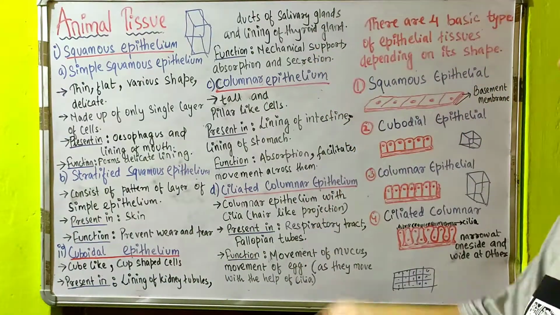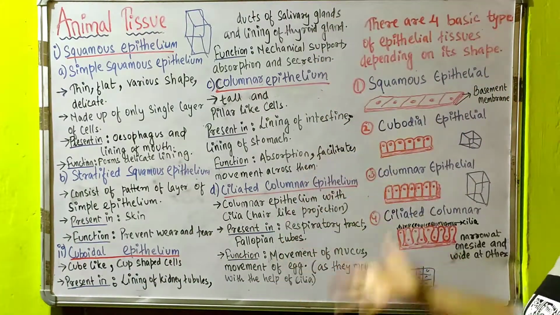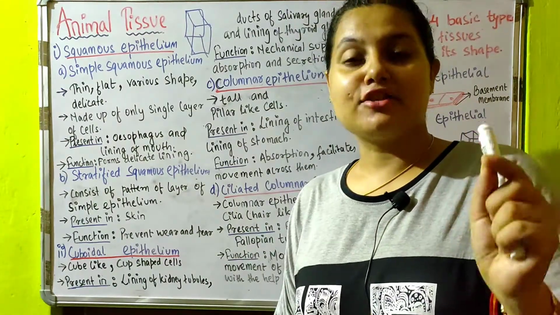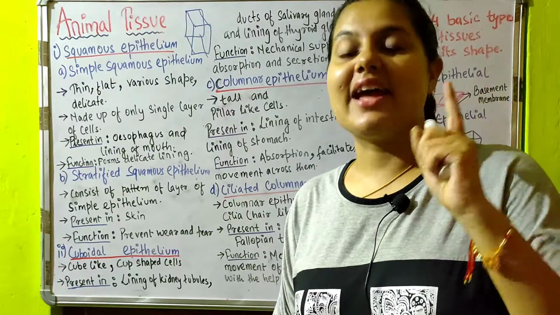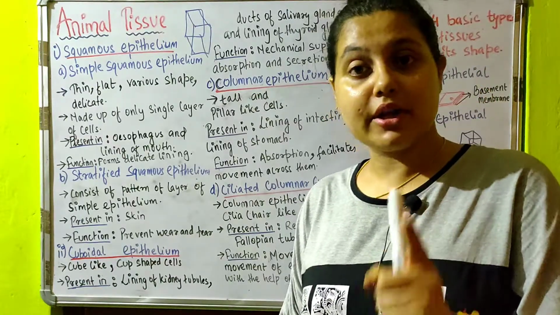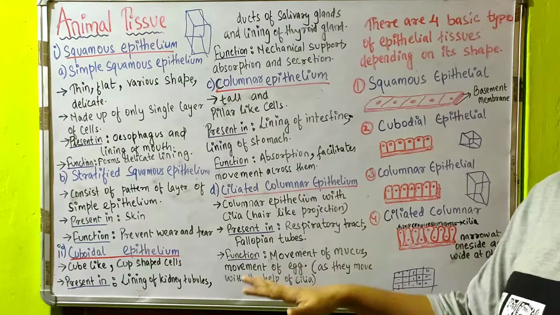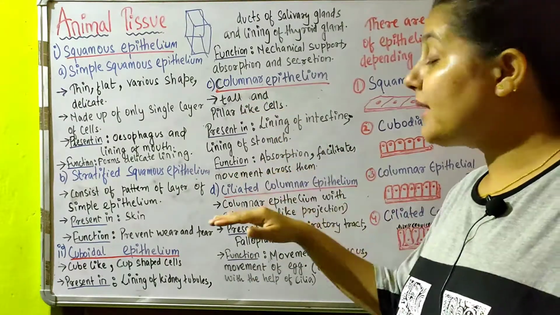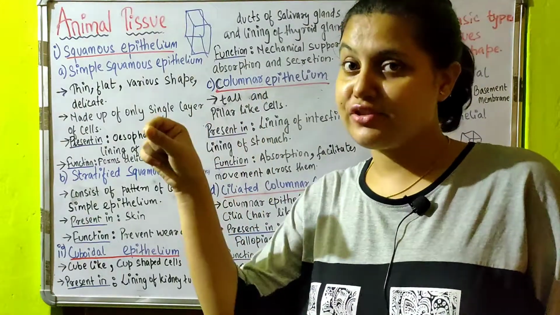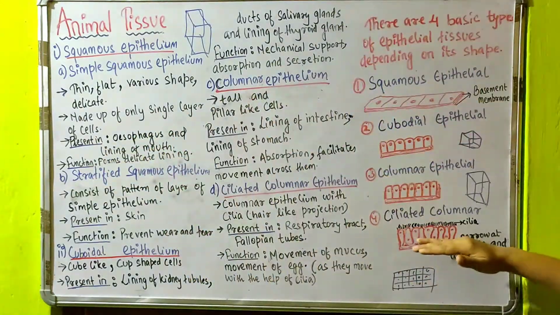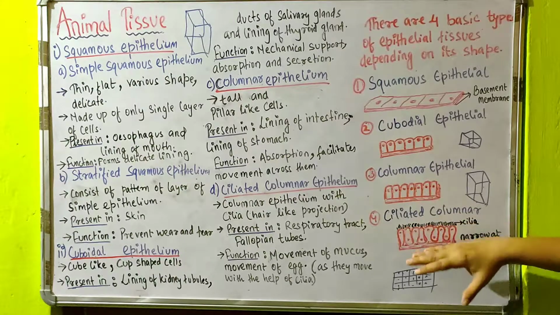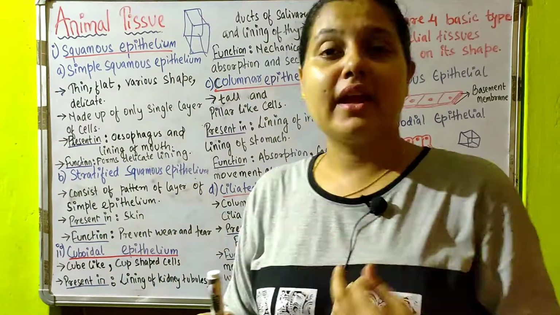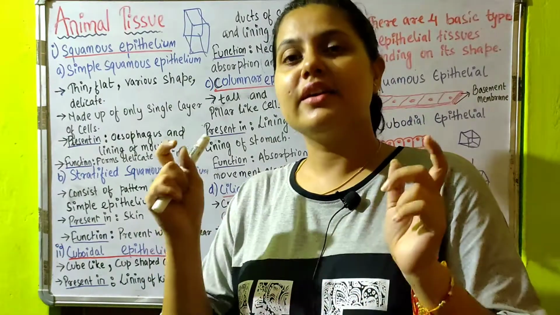Alright, now coming to the ciliated columnar epithelium. The word ciliated is added. That means the thing that should click in your mind is that the cells contain cilia: columnar epithelium with cilia. They are the same columnar epithelium, but they contain hair-like projections known as cilia. You see the picture out here. They are a kind of columnar epithelium itself, but they contain cilia, and ciliated means having hairs.